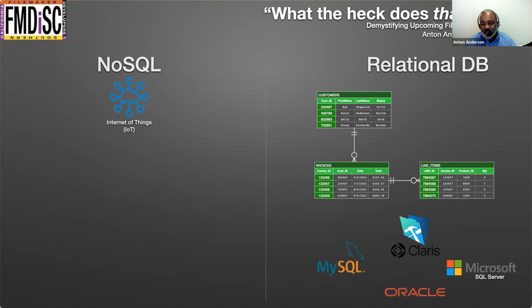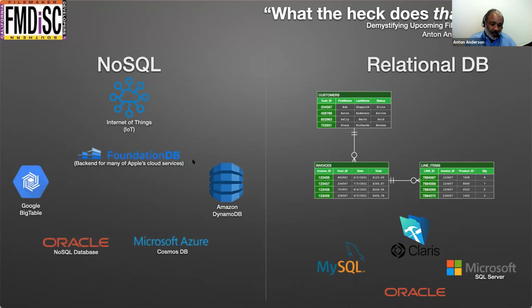On the relational side, these are just a handful of the players: MySQL, Microsoft, Oracle, of course FileMaker. On the NoSQL side there are some other players too. Oracle and Microsoft also have a presence there. Google Bigtable is a NoSQL database. Amazon has DynamoDB. FoundationDB, which we mentioned earlier, was bought by Apple, and then they released it back as an open source product. It's a back end for many of Apple's cloud services, and it's interesting that they actually chose MongoDB for the new stuff.